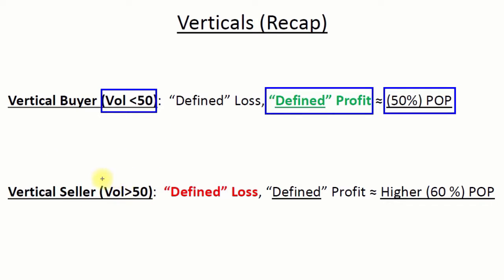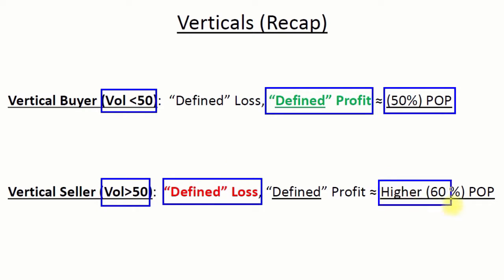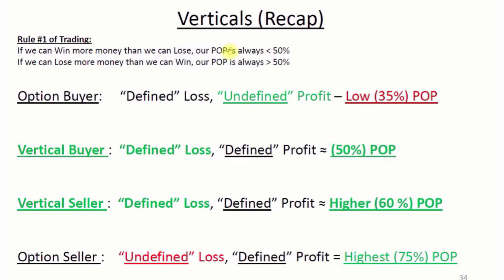On the selling side, when volatility is greater than 50, that means something is expensive. In this case, we're defining our loss. Instead of just selling a naked option, we're defining our loss by buying that other option to create a vertical, and that is going to give us a much higher POP, somewhere in the 60 to 65% range when we're talking about selling verticals.